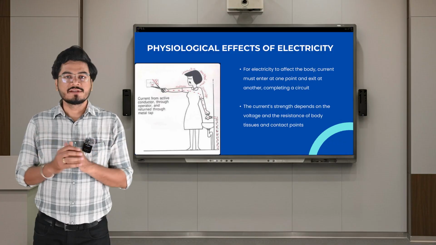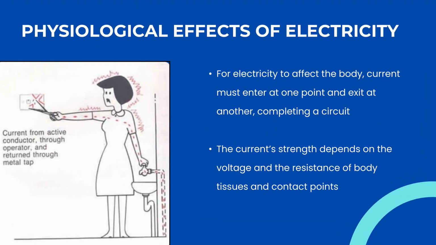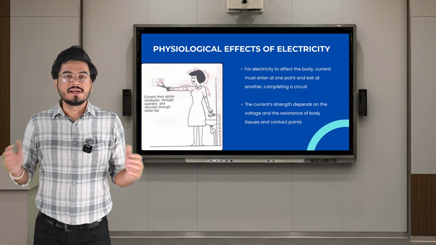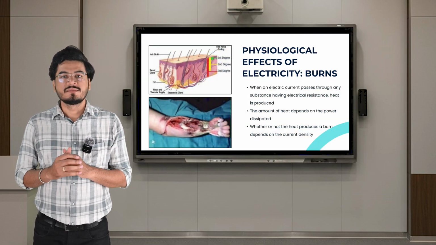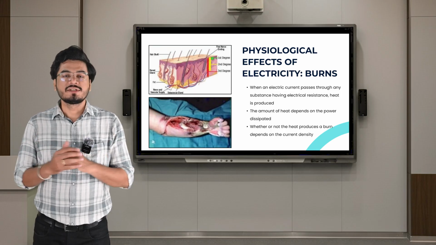So what are the physiological effects of electricity? For electricity to affect us, the body must be part of the circuit. Current enters at one point and leaves at another. The higher the current, the stronger the effect, regardless of voltage. Then burns. When current passes through the tissues, it generates heat. If concentrated in a small area, this heat causes burns, sometimes deep inside the body, not just on the skin.